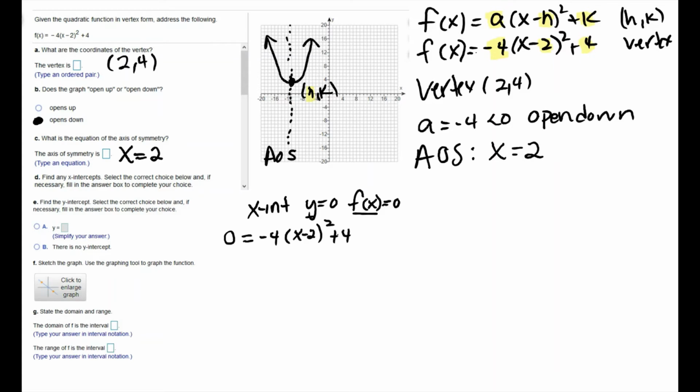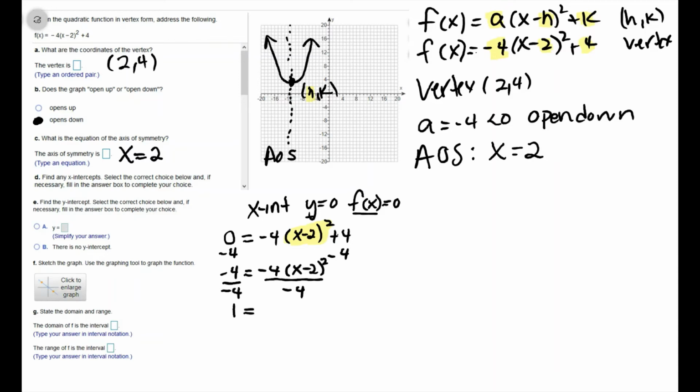And then I want to solve this equation. I'm going to solve this equation by using the square root method. The square root method has you isolating this square and everything that is attached to that square. So I want that x minus 2 squared to be the only thing on one side of the equation. So I'm going to subtract 4 on both sides. That gives me -4 equals -4 times x minus 2 squared. I'm going to get rid of that -4 by dividing by -4 on both sides.